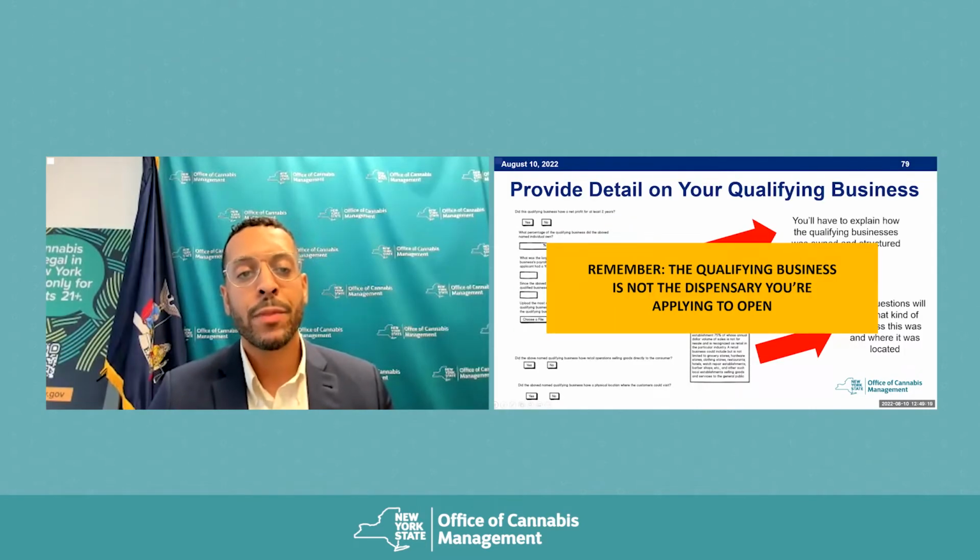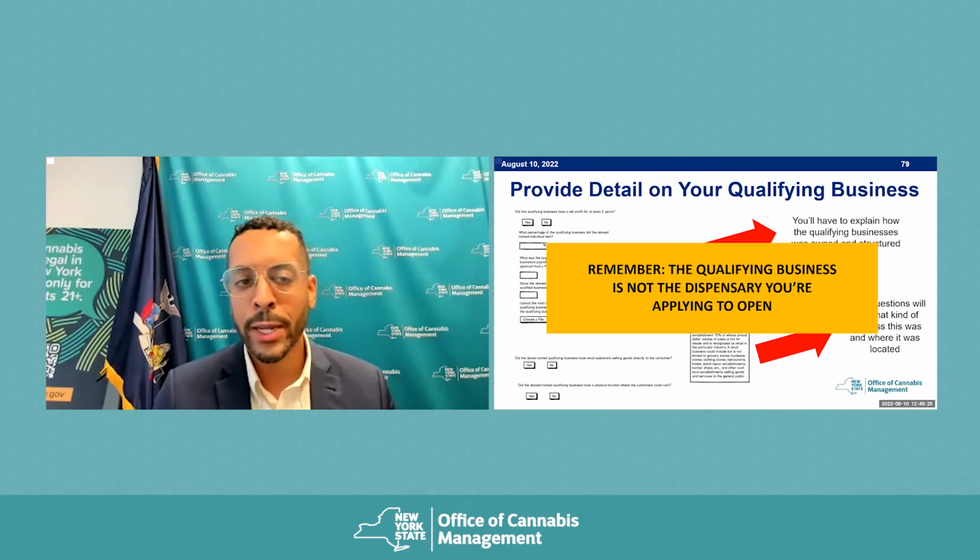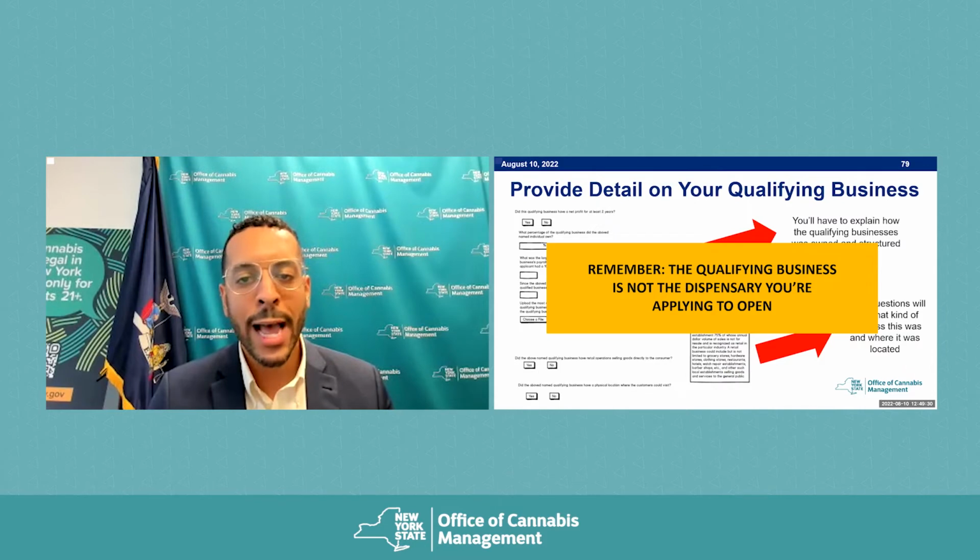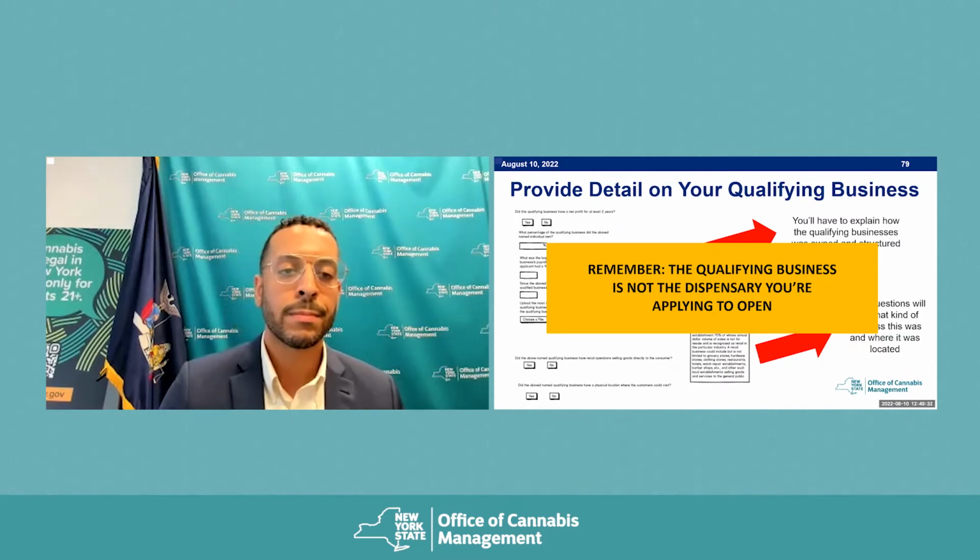Just a reminder, the qualifying business isn't the dispensary you're hoping to operate. It's the business you previously owned or operated. You should not submit information about your planned dispensary here. We'll ask for that a bit later in the application.